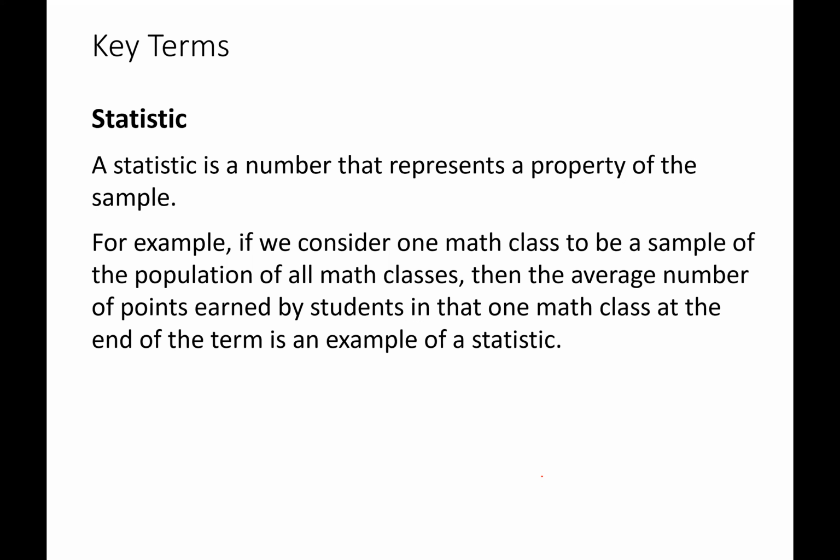What's a statistic? So a parameter goes with population, statistic goes with sample. Isn't that clever? A statistic is a number that represents a property of your sample. For example, if we consider one math class to be a sample of the population of all math classes, then the average number of points earned by students in that one math class at the end of the term is an example of a statistic. So parameter, population; statistic, sample.